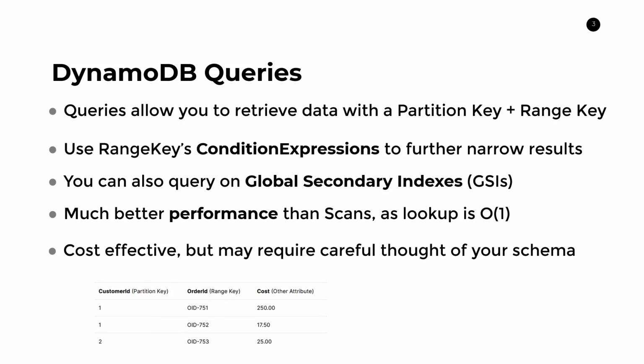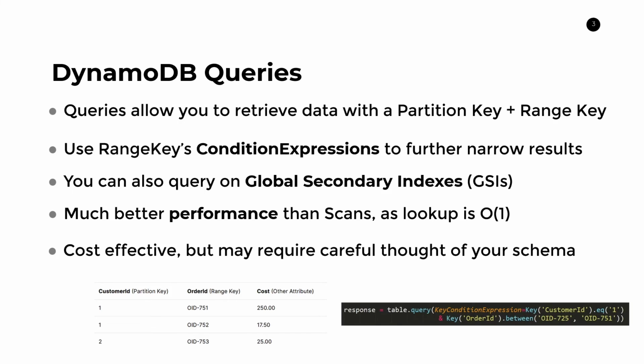So similarly, let's take a look at an example with code. With this one, we are saying table.query, we are providing a key condition expression where the customer ID must equal 1. And then on the second line, we're filtering our results using our range key, and we're saying the order ID, which is our range key in this example, must be between these two specified values, order ID 725 and order ID 751. So if we look back at our table here over on the left, if we were to perform this query, we would only get the first record back in our results set.